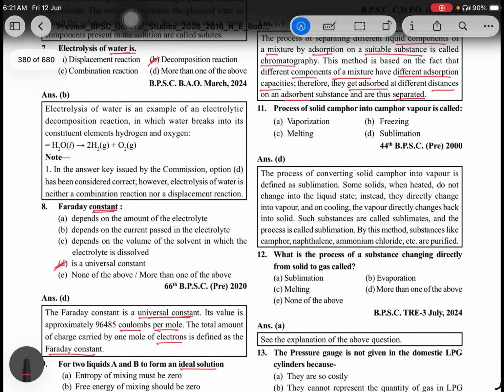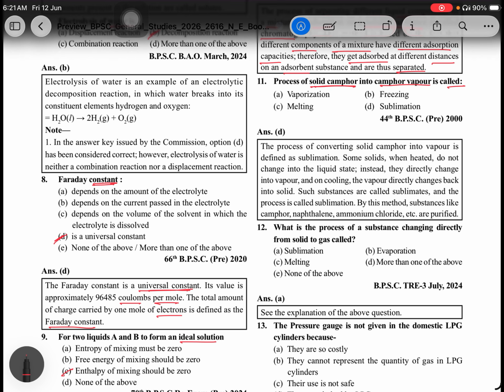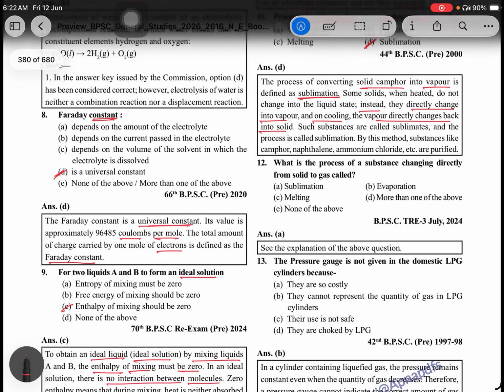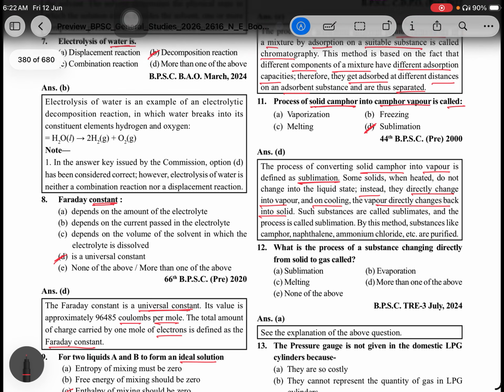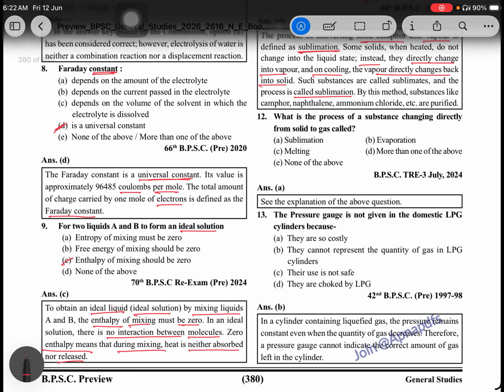The process of converting solid camphor into camphor vapor is called, that is sublimation, D. Sublimation: solids which on heating do not change into the liquid state, instead directly change into vapor, and on cooling the vapor directly changes back into solid. Such a substance is called sublimable, and the process is called sublimation. By this method substances like camphor, naphthalene, ammonium chloride, etc. are purified.